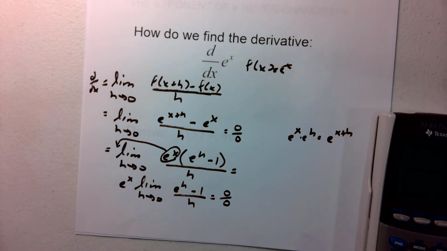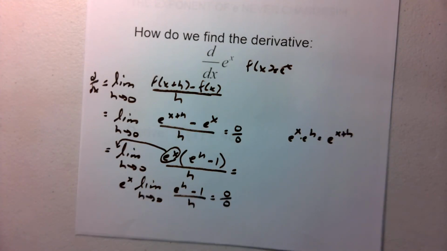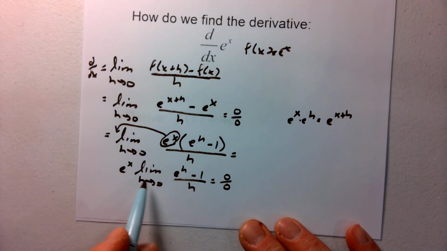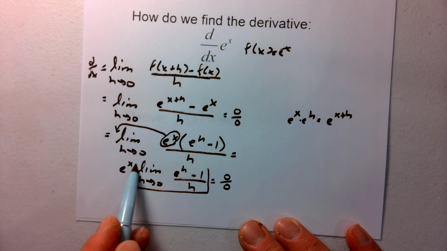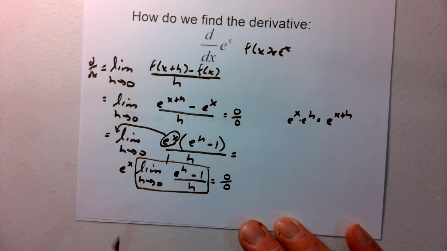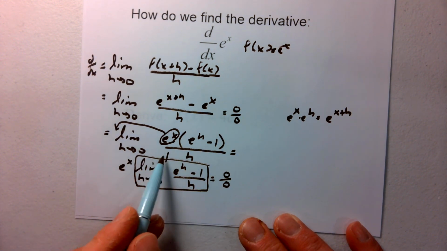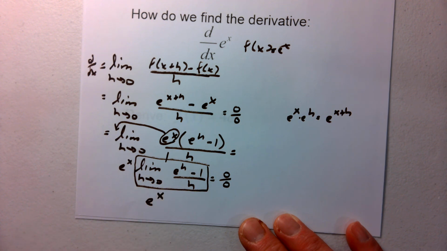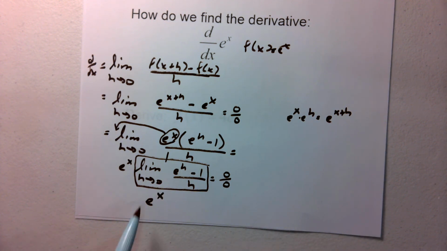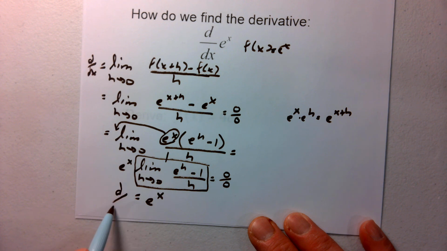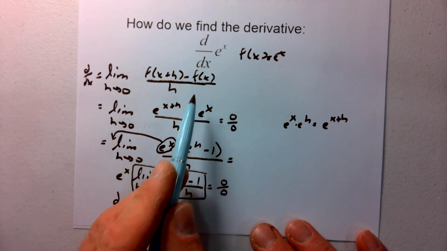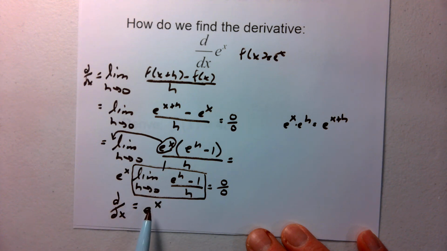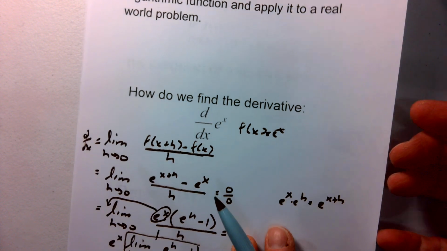So, by definition, the limit as h goes to 0 of this big old thing here is 1. So I have e to the x times 1, which is e to the x. Isn't that bizarre? So the derivative of e to the x equals e to the x. Isn't that cool?